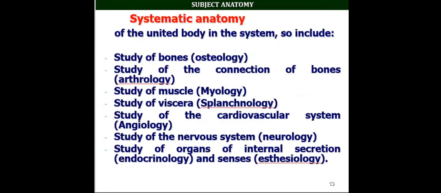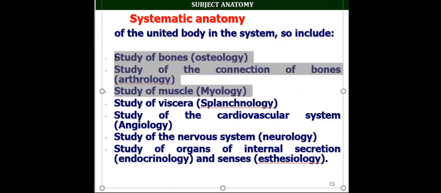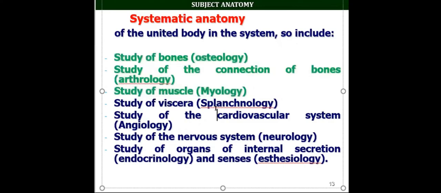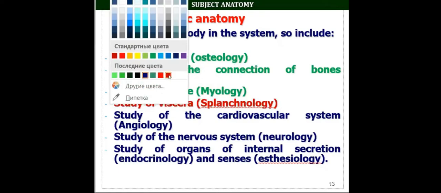Systematic anatomy, we ask. Study of the bones is osteology. Study of the connection between bones is arthrology. Study of the muscles is myology. Together, it's three parts. First time in a practice lesson will be together, it's a locomotor apparatus. Visceral organs, or study of the viscera, is the second part.